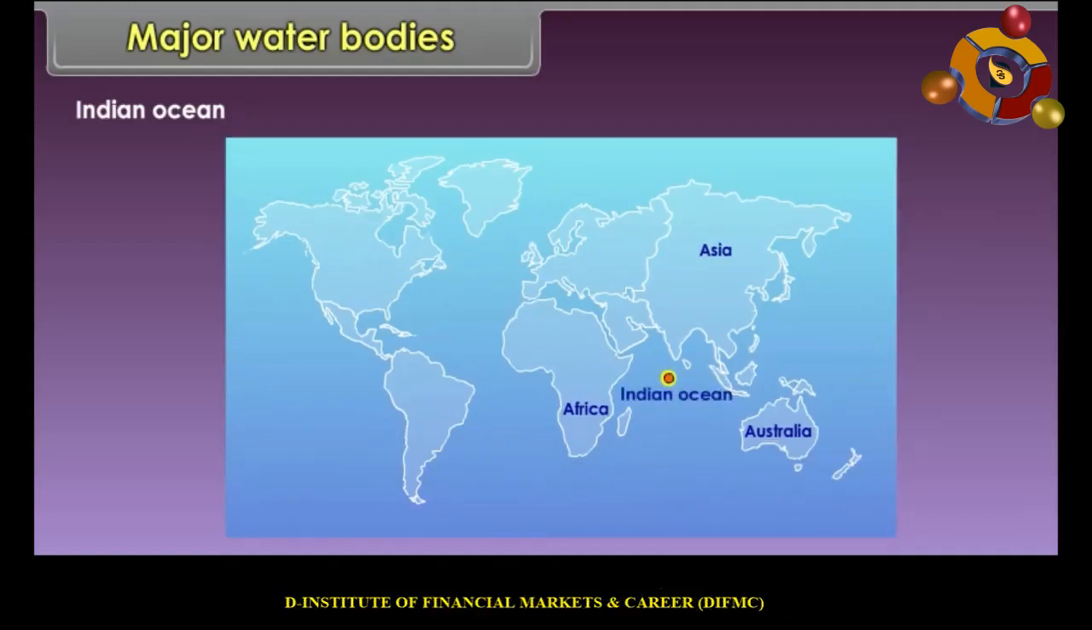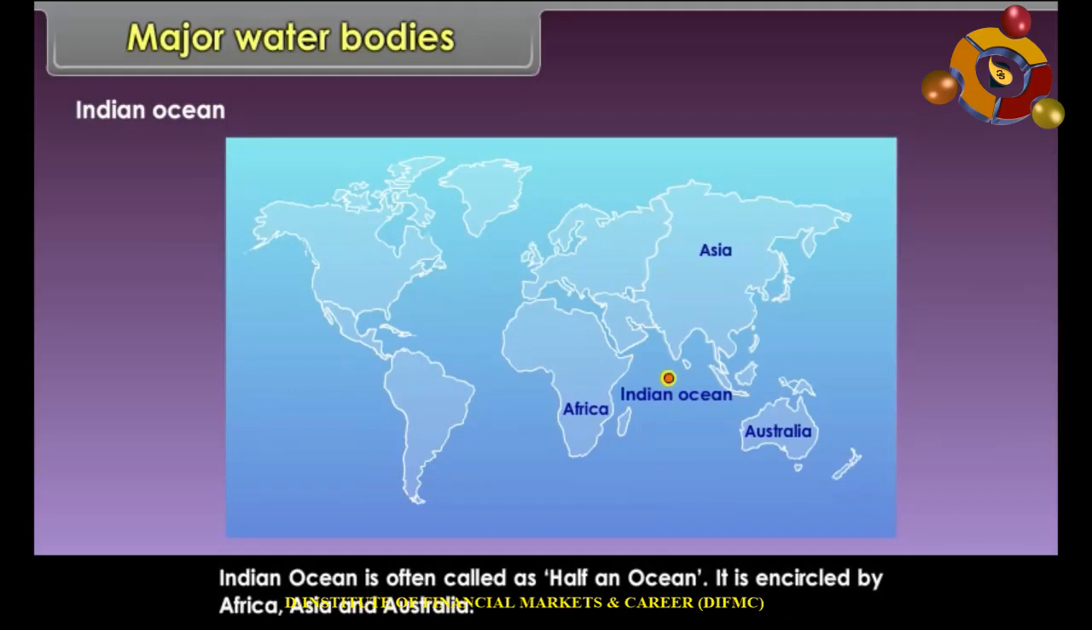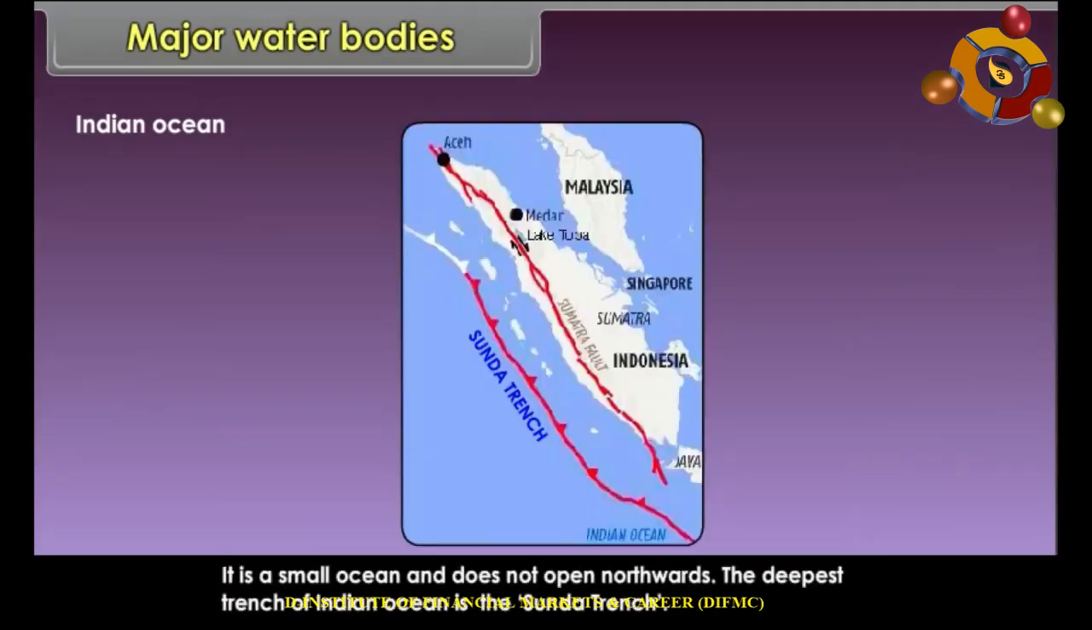Indian Ocean. Indian Ocean is often called as half an ocean. It is encircled by Africa, Asia and Australia. It is a small ocean and does not open northwards. The deepest trench of Indian Ocean is the Sunda Trench.